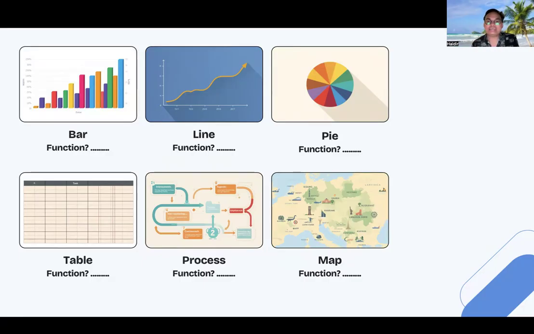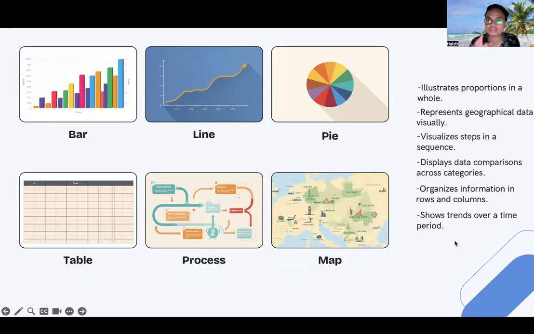This is still gonna be individual work, but don't worry, I'm gonna provide you with this scaffolding. So there are 6 options here. You just need to match them. Okay? 5 minutes. Start from now. Good luck.